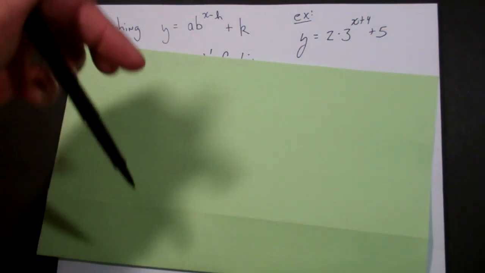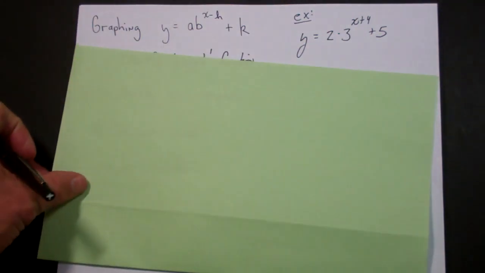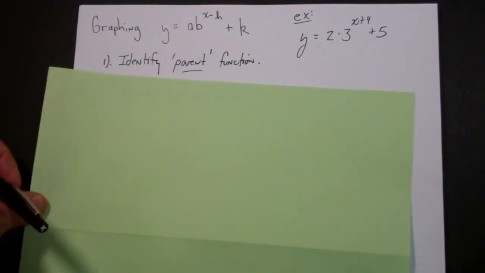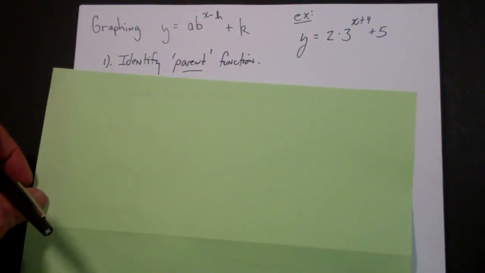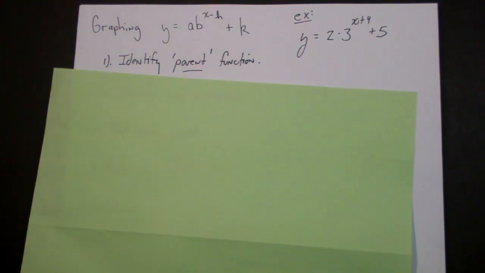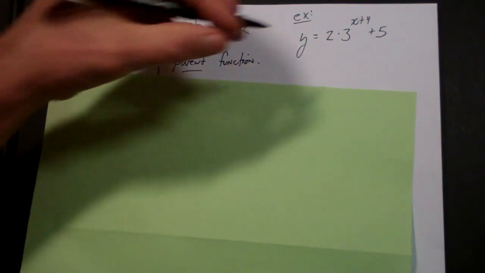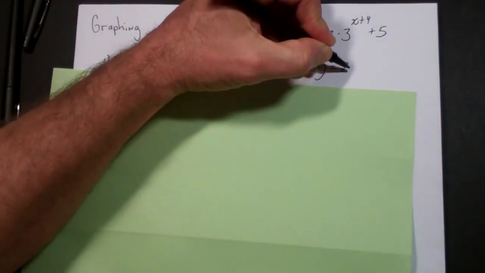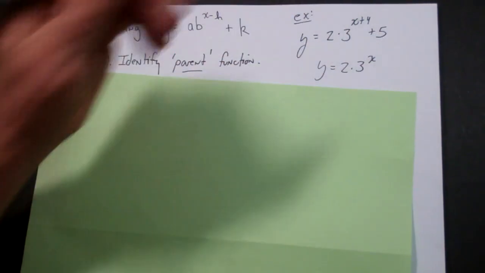So in this case, let's look at the steps. The very first step is you're going to identify what's called the parent function. And what I mean by the parent function here is the function before you've shifted it at h and k. And so in this case, the parent function here would simply be y is equal to 2 times 3 to the x.